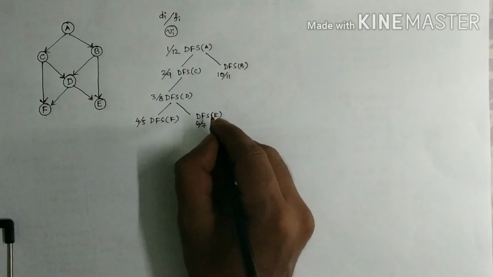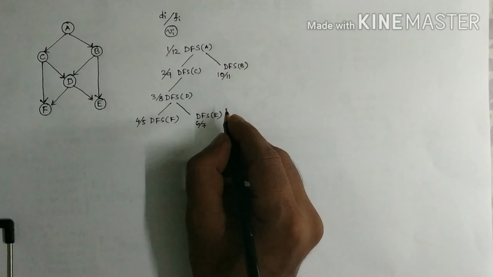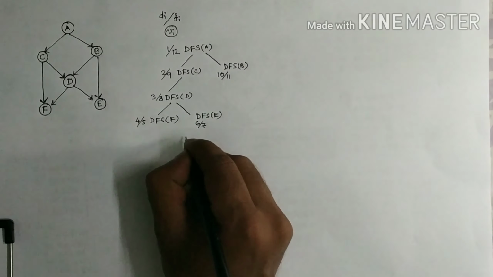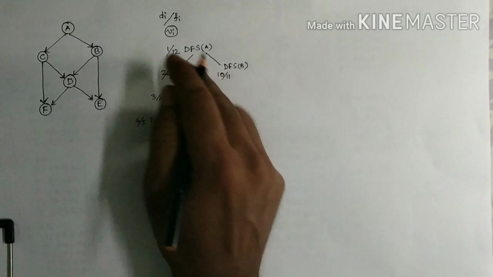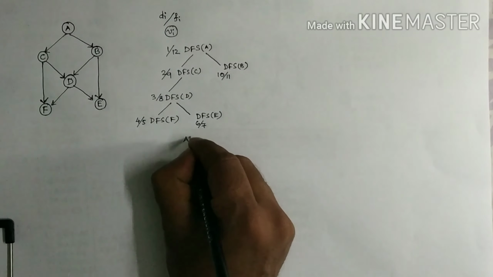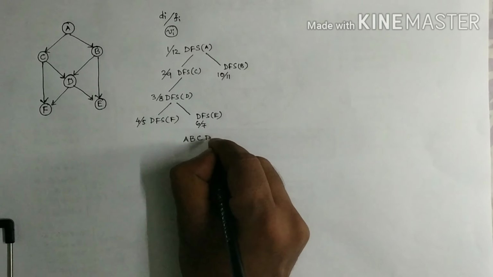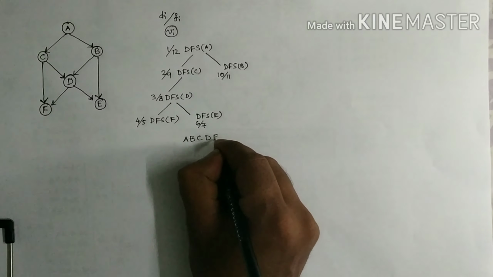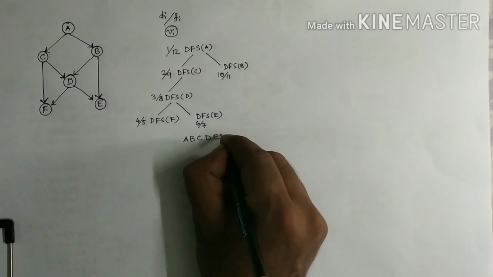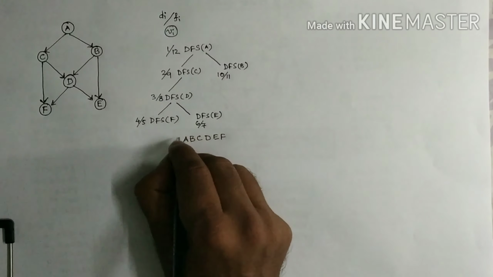Now write the nodes according to descending order of finish time. We get A finish time 12, then B having finish time 11, then C, then D, then E finish time 7, and then F. So this is one of the solutions.